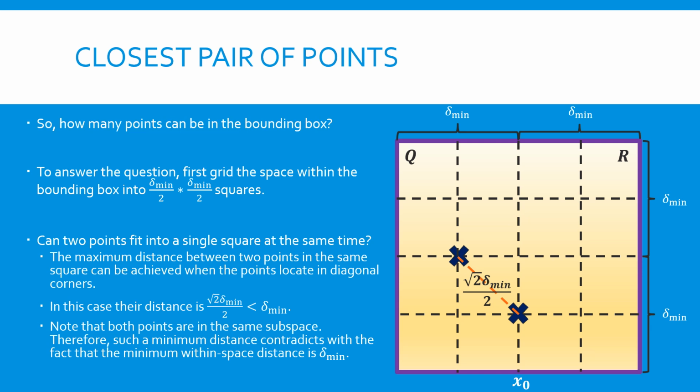We claim that only one point can fit in a smaller square. This is because the farthest distance between 2 points within the same smaller square is square root 2 times delta min divided by 2, which occurs when the 2 points locate at opposite corners of the square. However, since both points are in the same smaller square, they are also in the same subspace, and their distance must be larger than the minimum within space distance, delta min over 2. As a result, fitting 2 points in the same smaller square will lead to a contradiction. Hence, each smaller square can fit at most 1 point.